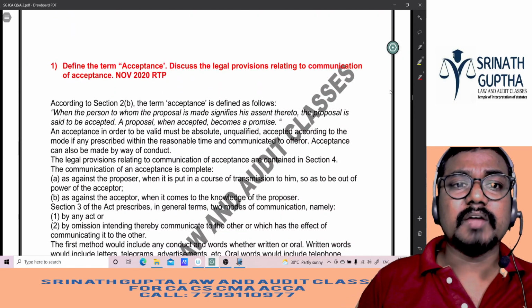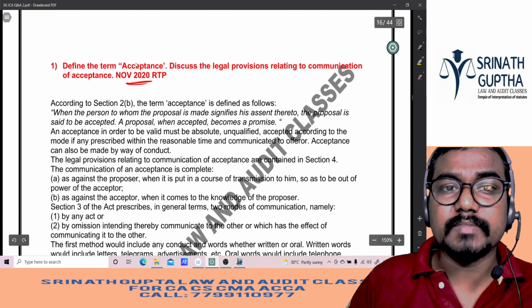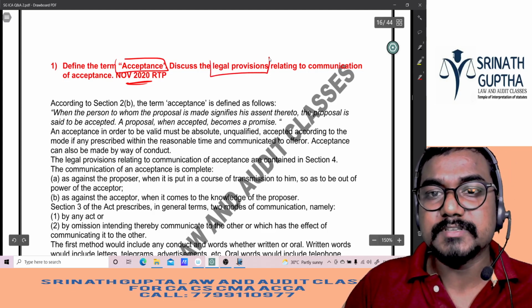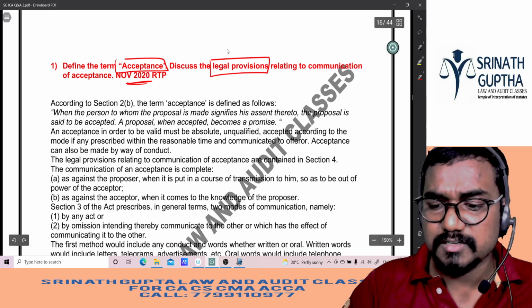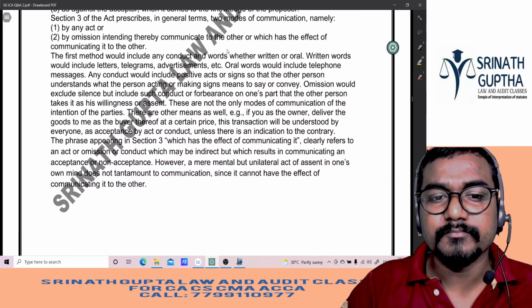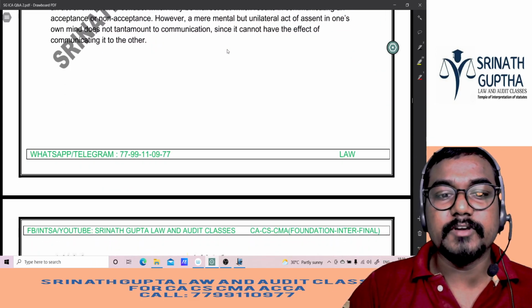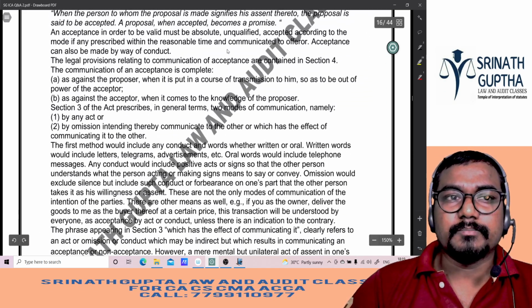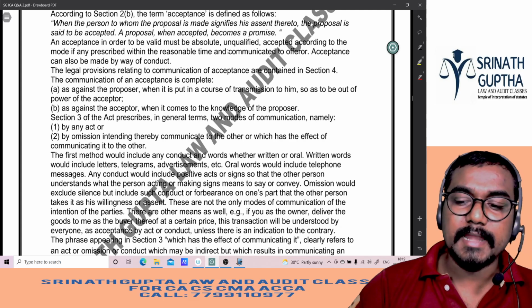Recent question, beta, November 2020: define acceptance and state the legal provisions as to valid acceptance. This question also we have discussed previously. Isn't it, beta? Clear? So with this we have finished the second chapter also. Clear? So please do these question papers again and again.